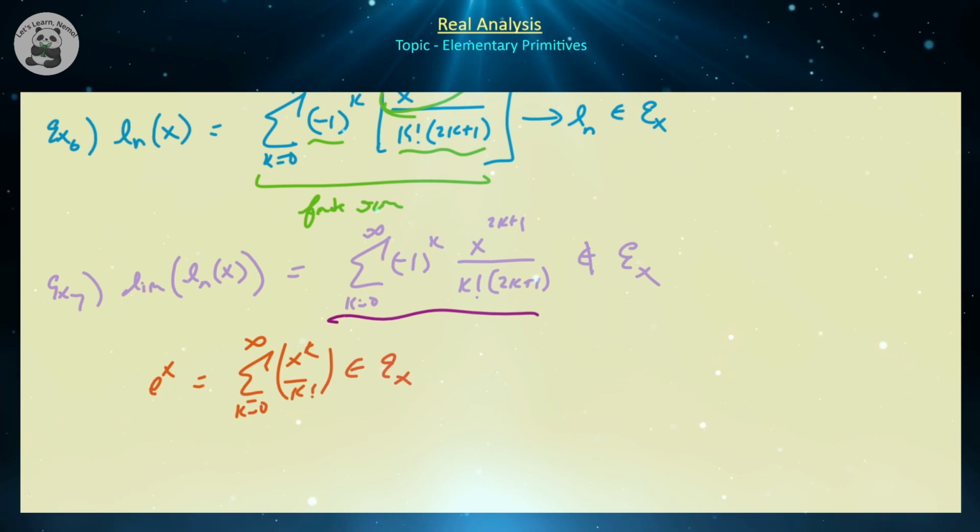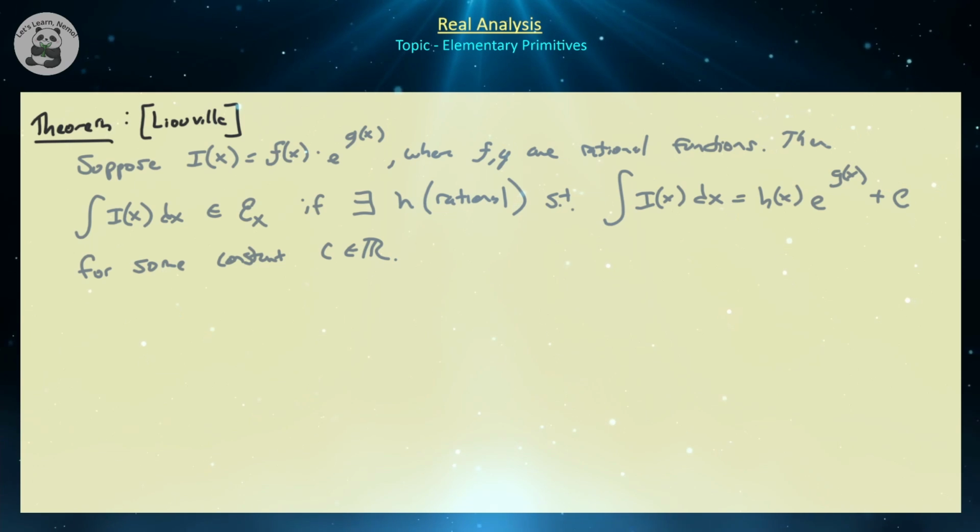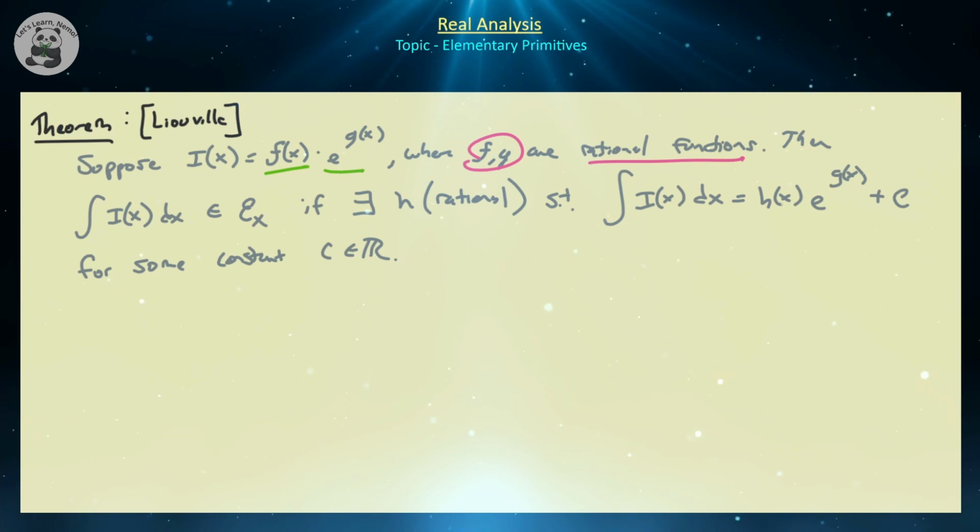Let's introduce the theorem that actually helps us pave the way for this discussion. So this theorem, which is going to help us determine whether a function is elementary or not, is sometimes attributed to Liouville, and it says the following. Suppose that we have some function I of x that is represented as the product of f of x and the exponential of g of x, with a requirement on f and g that both of them are rational functions, so quotients of polynomials.